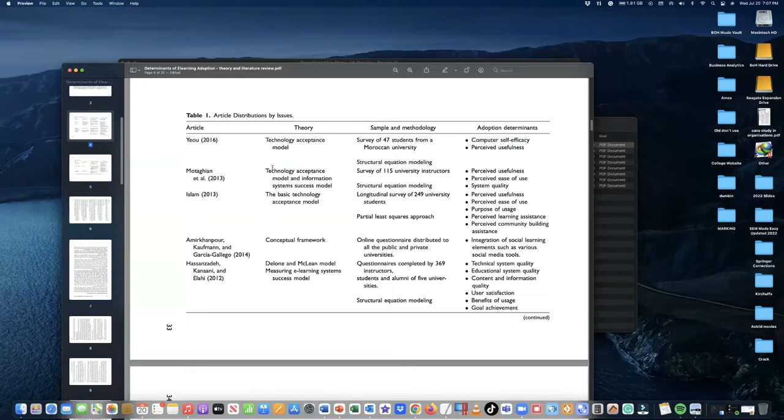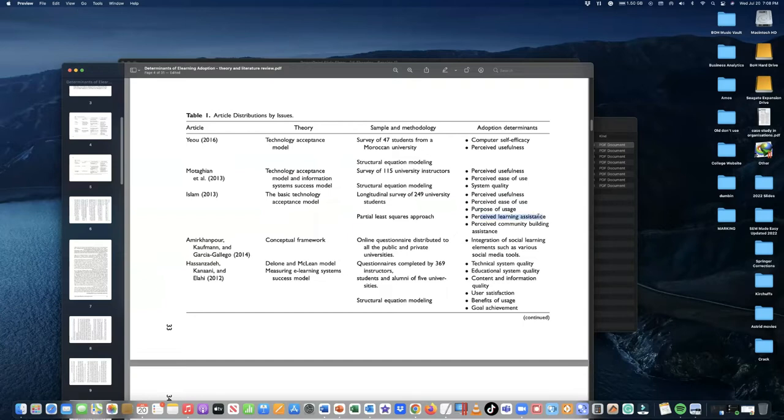And then this is the technology acceptance model, which is a very old theory that exists already. So he chose perceived usefulness, perceived ease of use, and system quality. Then here, the basic technology acceptance model. So you see the technology acceptance model is used a lot because it's e-learning. And look at the papers there. Longitudinal sample of 249, very qualitative. Perceived usefulness, perceived ease of use, which are the tenets of the technology acceptance model. Purpose of the usage. So it's like, what are you using it for? It's like the content we are talking about.